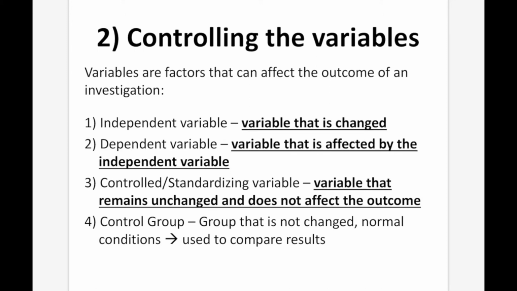This could be, like, if you're doing a test in a room, your controlled standardizing variable would be the temperature of that room. You don't want it to get too hot or too cold, and you don't want that to change between the different experiments because that could affect the outcome. And then we have the control group, which is the group that's not changed. It's normal conditions, and it's used to compare results. In many drug trials, the control group is usually the placebo group, where people think they're getting the medication, but they're actually not getting anything.